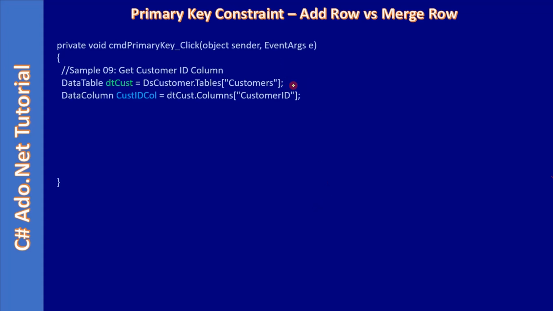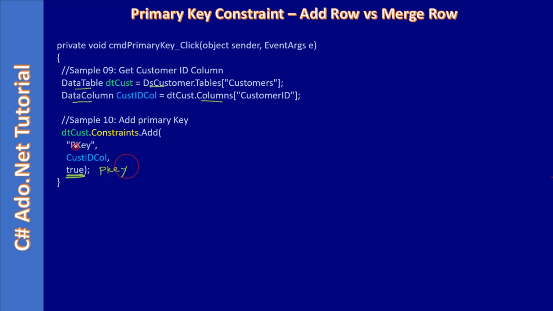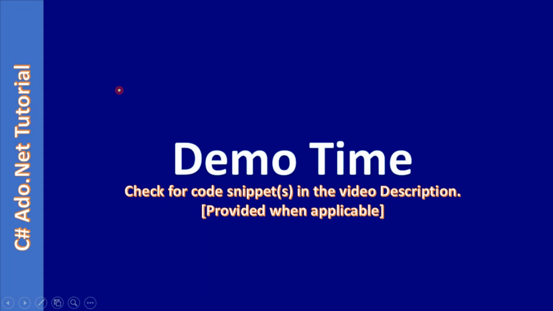Here we are getting the data table from our customer data set. Then from this data table, we are picking a specific column and storing it here. Then we are adding the constraint, and this time we are using true as a parameter. That means we want to add the constraint p key as a primary key, and we want to apply it to the customer ID column. Alright, now let's go to the demo and see how this is working.